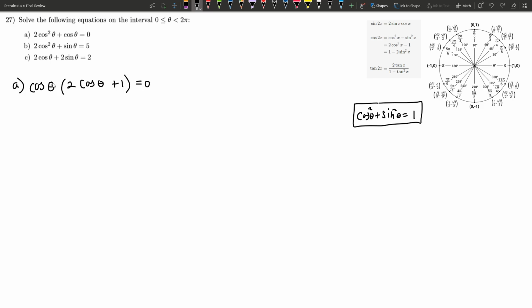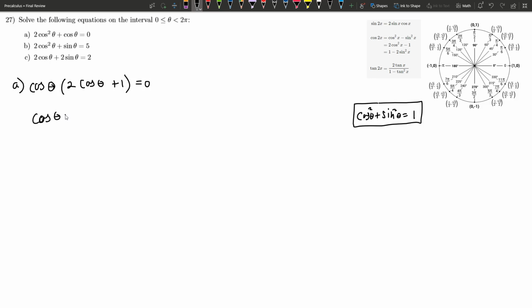So I want to check: if I need to distribute it, would I be able to get that thing back? If I distributed this cosine over here, I'll get 2 cosine squared because the cosines multiply. So 2 cosine squared theta. If I multiply this cosine by that 1, I'll get exactly that. So all I did was undo the distribution. Okay, so if you have 2 things being multiplied to give you 0, then one of them must be 0. That's the only way we could get 0.